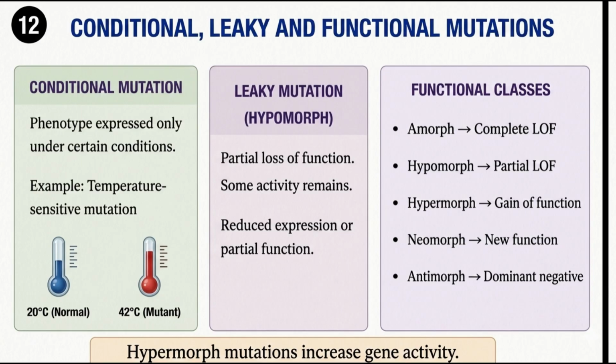Leaky mutation or hypomorphic mutation results in partial loss of function. The gene product still retains some activity. Functional mutation classes include amorph, hypomorph, hypermorph, neomorph, and antimorph. Amorph mutation causes complete loss of function.